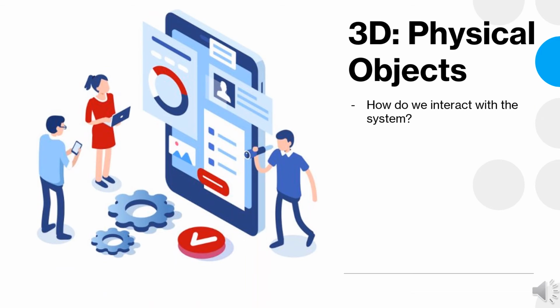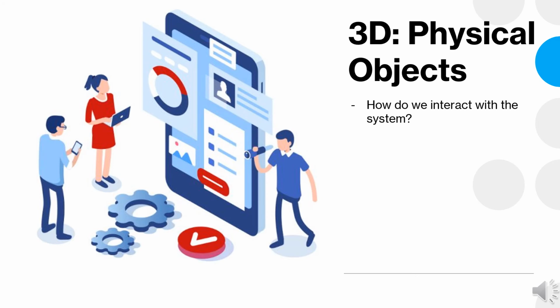And the third dimension is physical objects. How do we interact with the system? How do users interact with your system? Do they use a keyboard? Do they use a mouse? Is it a touch screen? We need to consider how somebody is going to interact with our system. Are they going to push buttons to make things happen on our system?